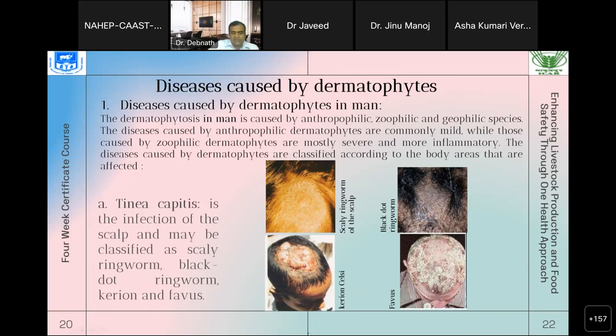That kind of dermatophyte infection is known as black dot ringworm. When there is a very severe inflammatory reaction, then this kind of kerion is produced. Sometimes, due to the huge inflammatory reaction, different inflammatory chemicals ooze out, and after drying they produce a kind of crust on the surface of the scalp, resulting in the formation of favus. Okay, so it depends.